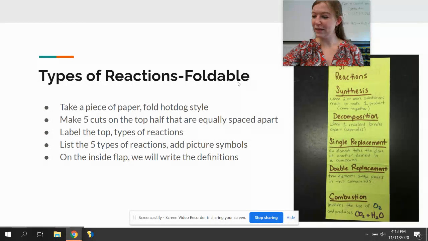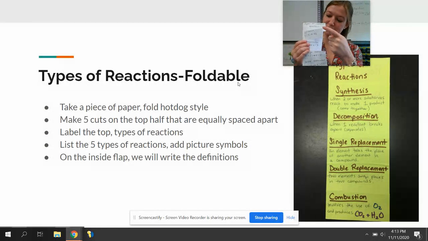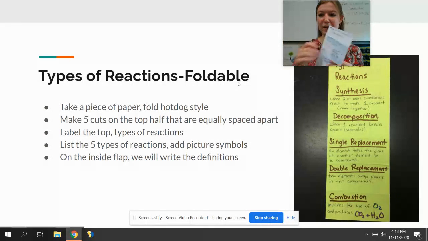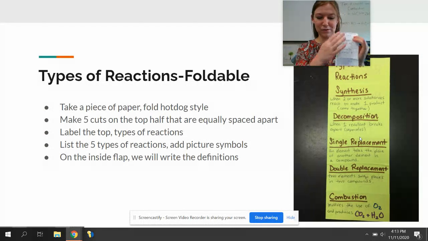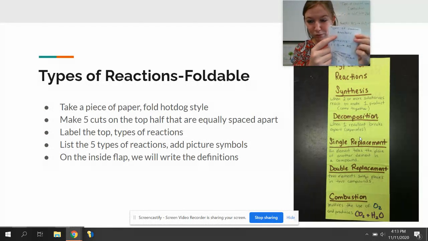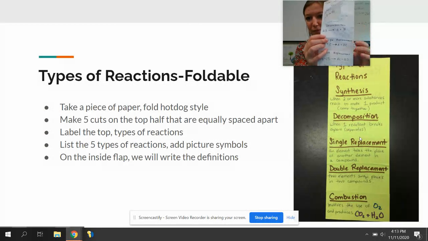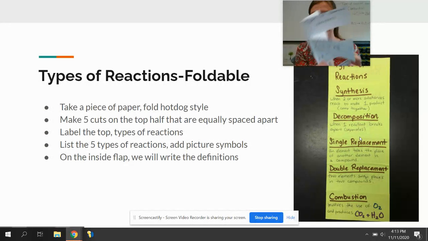So first thing is in class, we made a foldable. You can try to make this at home. All you need is a blank piece of paper. And then we cut it into 1, 2, 3, 4, 5, 6 strips like this. Or there's an example over here on this side. So we folded it hot dog style, cut out these strips, and I wrote the types of chemical reactions at the top: synthesis, decomposition, single replacement, double replacement, and combustion.